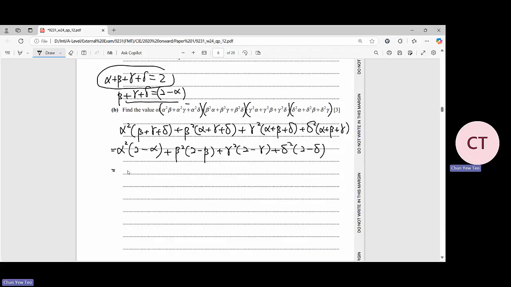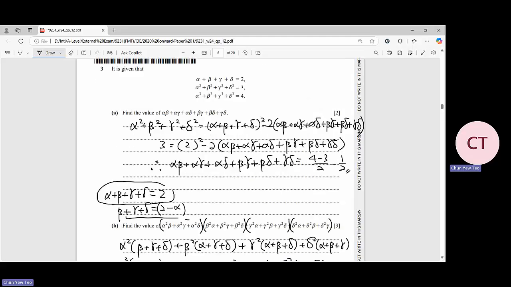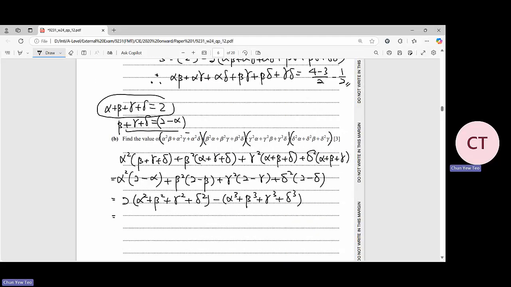If you expand, you will get 2 times (alpha squared plus beta squared plus gamma squared plus delta squared) minus (alpha cubed plus beta cubed plus gamma cubed plus delta cubed). From the result that we have, this is a 3 and this is a 4. So 6 minus 4 is 2. Done. That will be the answer for part B. And now moving on.